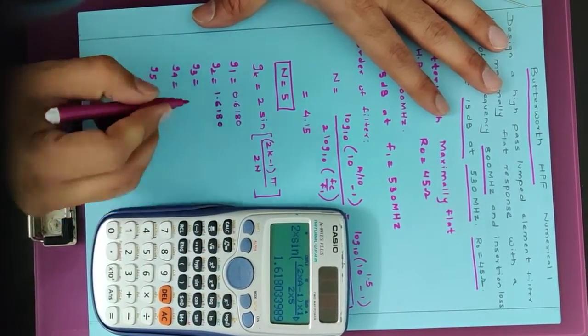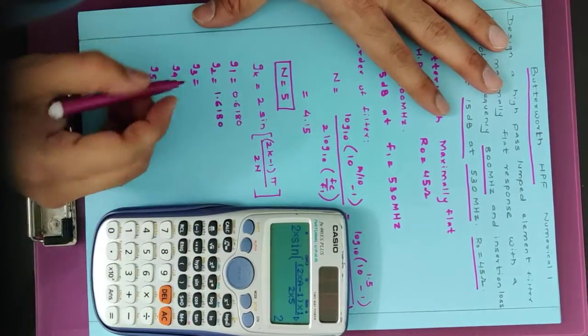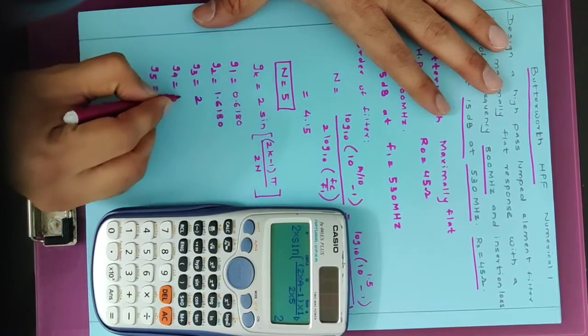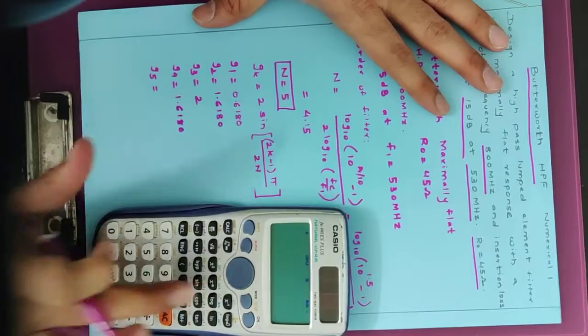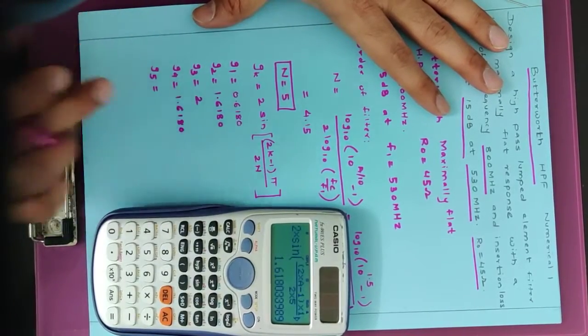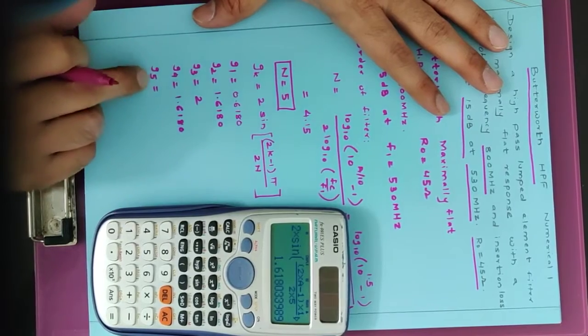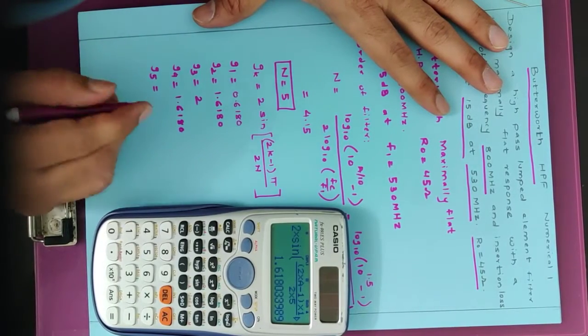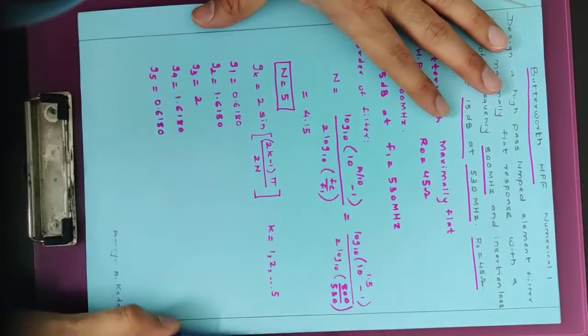So I will just note down these values. G3, so 2, then for 4 it will come around to 1.6180. Since the order is an odd number, G1 will be equal to G5, G2 is equal to G4, and this will turn out to be 0.6180.